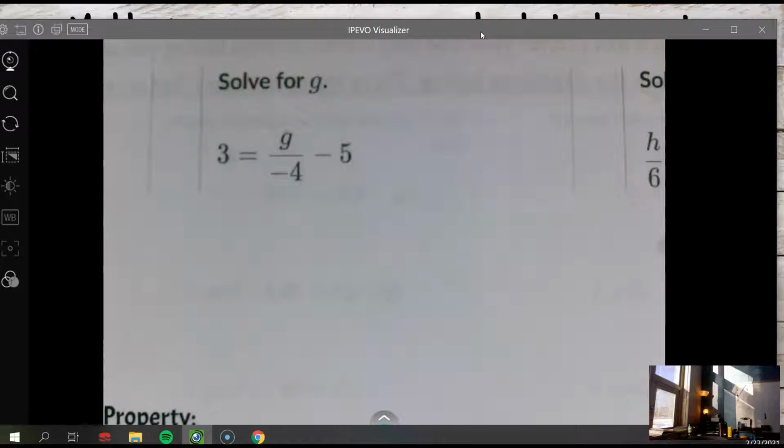Anyone? Negative what? Negative 4 times 8. Oh, you did division. Careful, this is multiplication. We get negative 32. Any questions on solving for G?